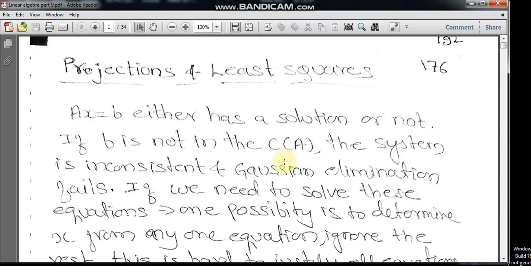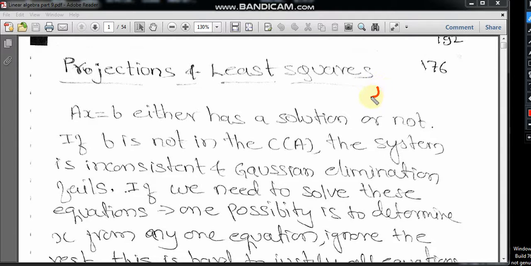Hello students. So the next part is about projections and least squares. Here you are going to find out if there is a simultaneous equation which cannot be solved. If we have no solution, but then also if you want a solution, what to do?